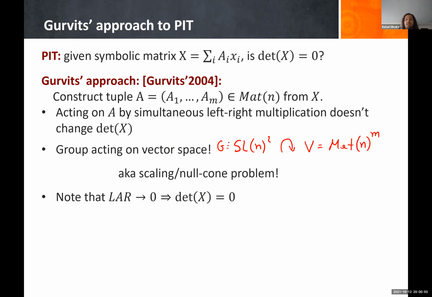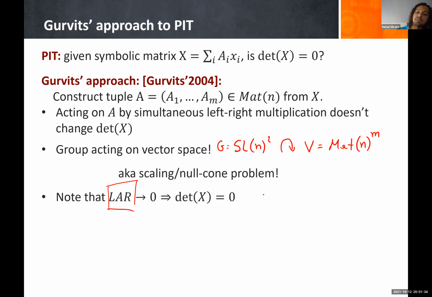Now the idea is, let's look at the null cone problem for this group. So what is the null cone? We have this tuple of matrices A, and the question is, can we send A to 0 by these group actions? If there are matrices that I multiply on the left and the right that take this tuple to 0, then the determinant of X_A will be exactly 0, because I can send all the matrices to 0 at the same time. Does that make sense?